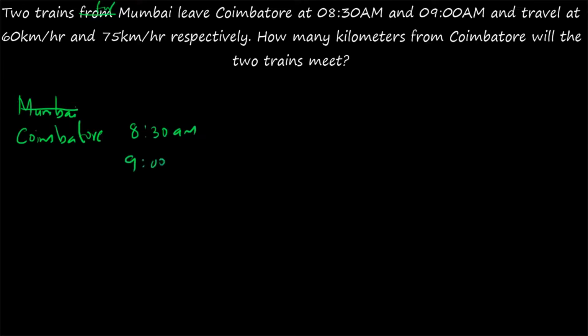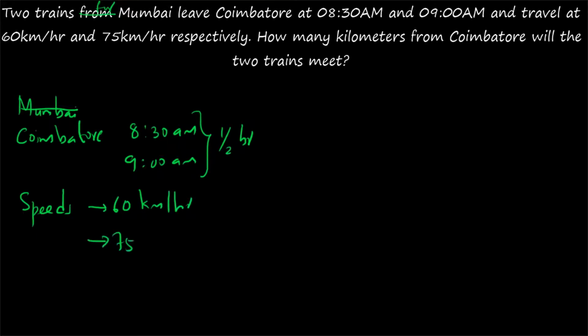So the time difference we know. Half an hour is the time difference between the two trains. And the speeds of the trains are also given, 60 km per hour and 75 km per hour. Then how many kilometers from Coimbatore will the two trains meet? Or what is the distance travelled before they meet each other? So here there is a faster train and a slower train. The time difference is given, half an hour, and two speeds are also given. You have to find out the distance travelled.